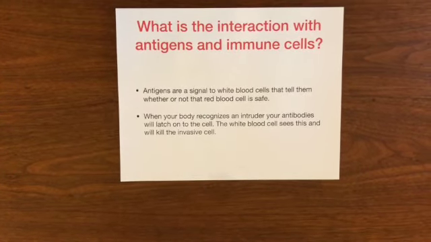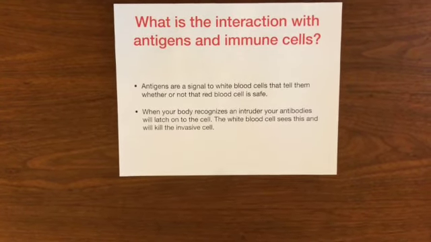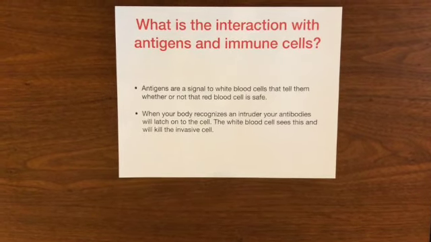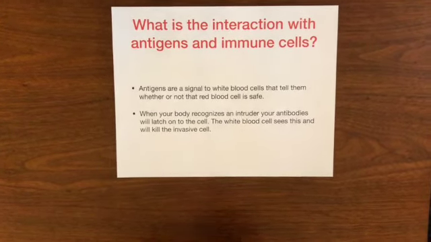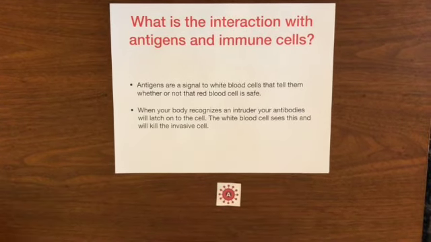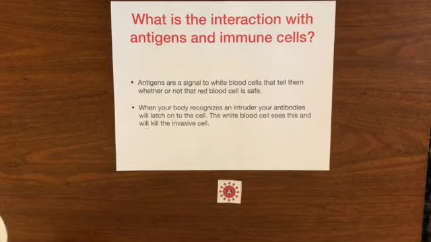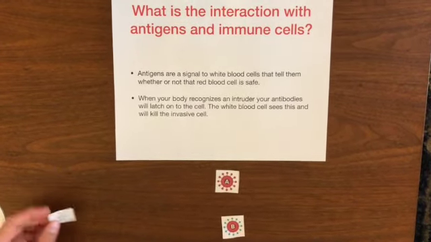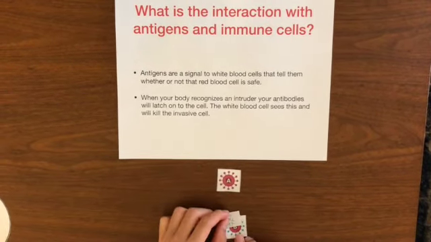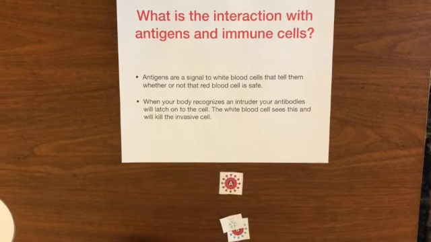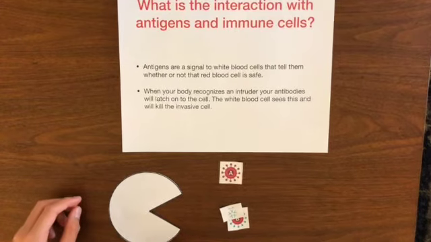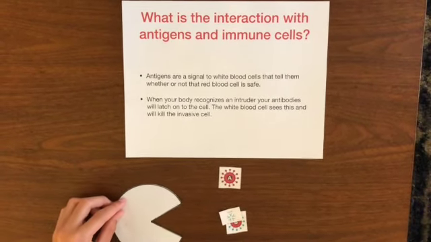What is the interaction with antigens and immune cells? So what antigens are is that they're a signal to your body that tells your body whether or not your red blood cell is safe. So if an intruder blood cell would come in, your body will be able to see this, and your antibodies will be able to latch on to this invasive cell. Your white blood cell will then come in, see this intruder, and kill it.